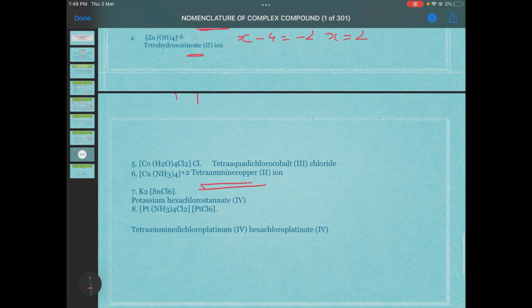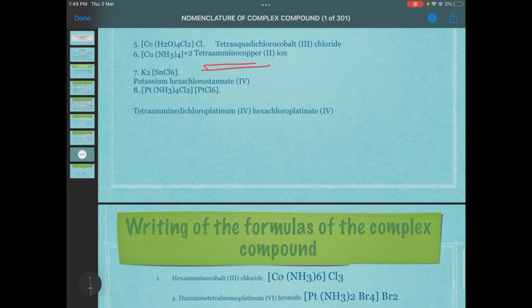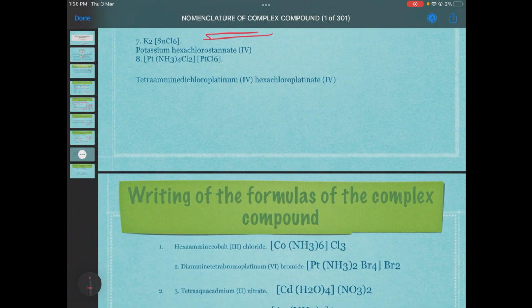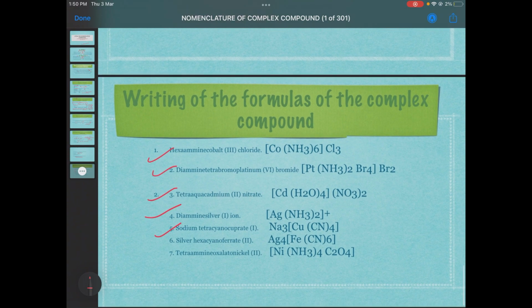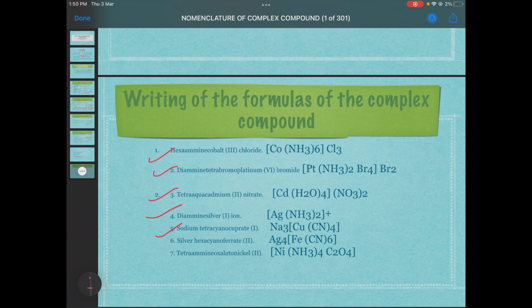So students, I have tried to explain the nomenclature of complex compounds all the way. Here is some task which I am giving to you. You try all these things. This is writing the formulas of the complex compounds. I have already named all the compounds, and you try to write the formulas related to them.